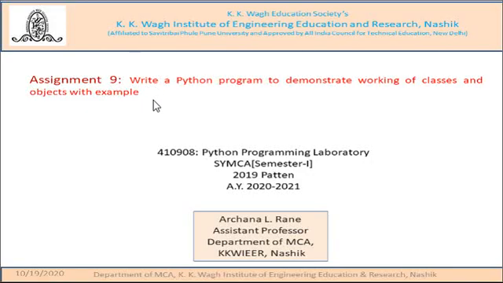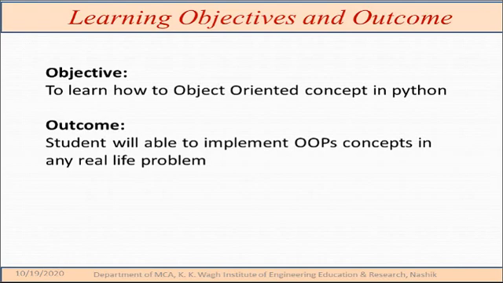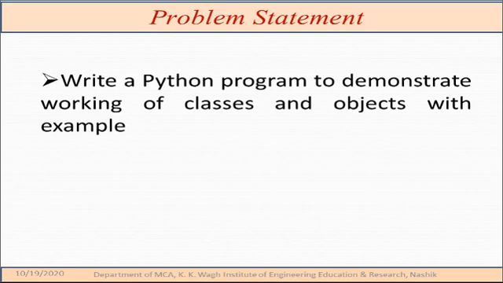In this video lecture, we are going to discuss assignment number 9 of Python Programming Laboratory. The problem definition is: write a Python program to demonstrate working of class and object with example. The learning objective for this assignment is to learn how to use the object-oriented concept in Python, and the outcome that we expect is that students will be able to implement the object-oriented concept in any real-life problem.